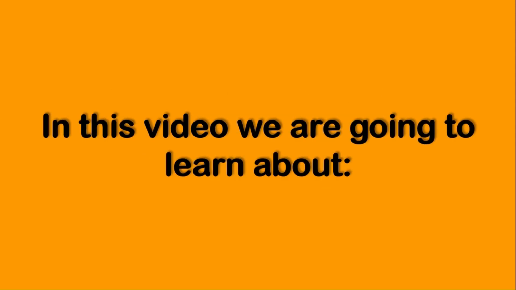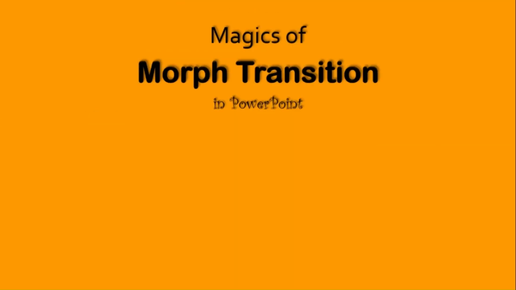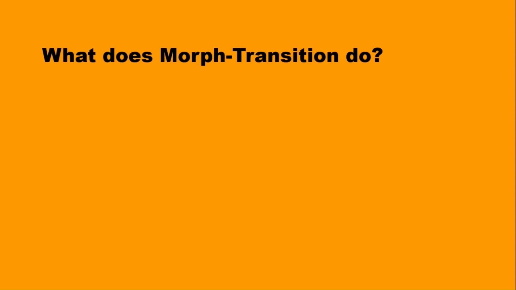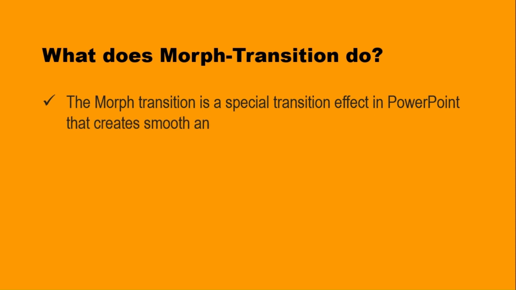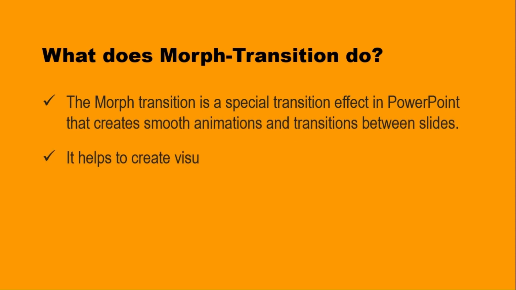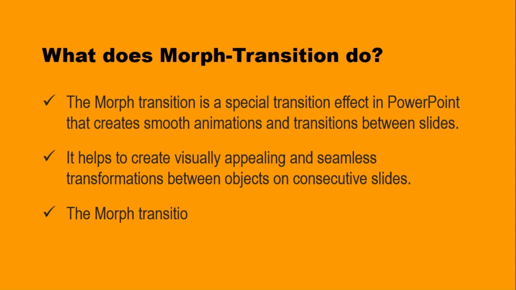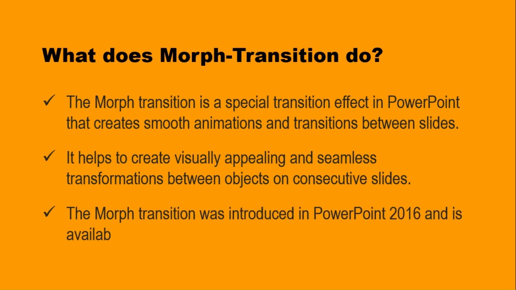In this video, we are going to learn about the magic of the morph transition in PowerPoint. What does the morph transition do? The morph transition is a special transition effect in PowerPoint that creates smooth animations and transitions between slides. It helps to create visually appealing and seamless transformations between objects on consecutive slides. The morph transition was introduced in PowerPoint 2016 and is available in later versions as well.